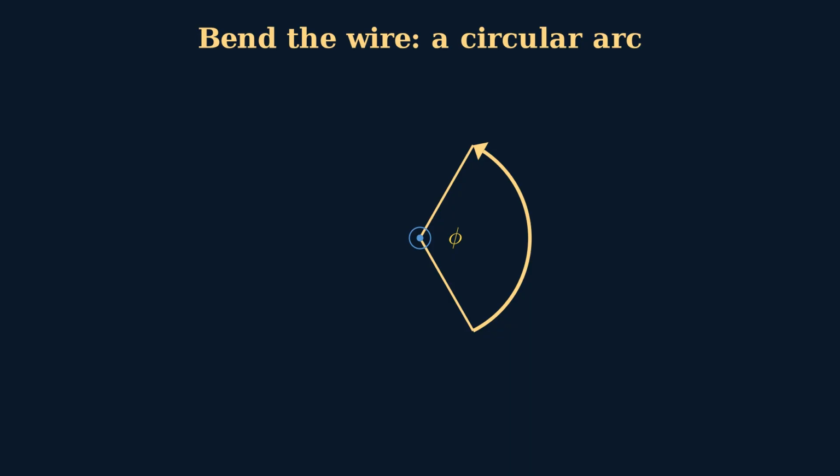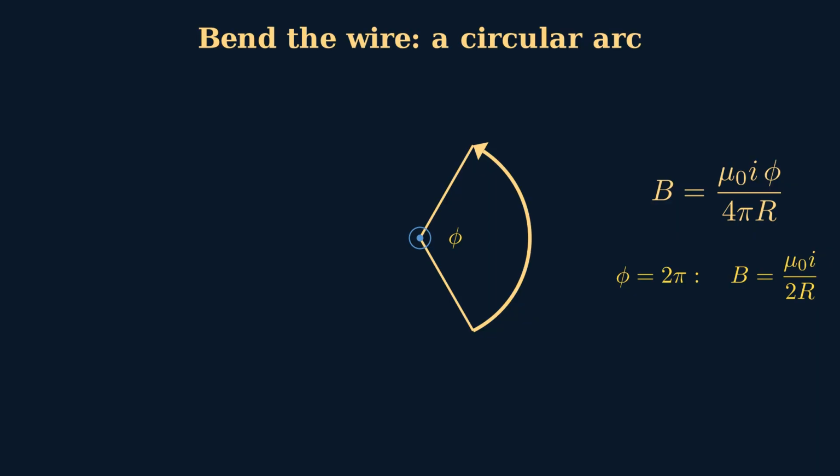So the field is mu0 I phi over 4 pi r, just the fraction of a full turn that the arc covers. Close it into a complete loop, set phi to 2 pi, and you get mu0 I over 2r at the center of a single ring.